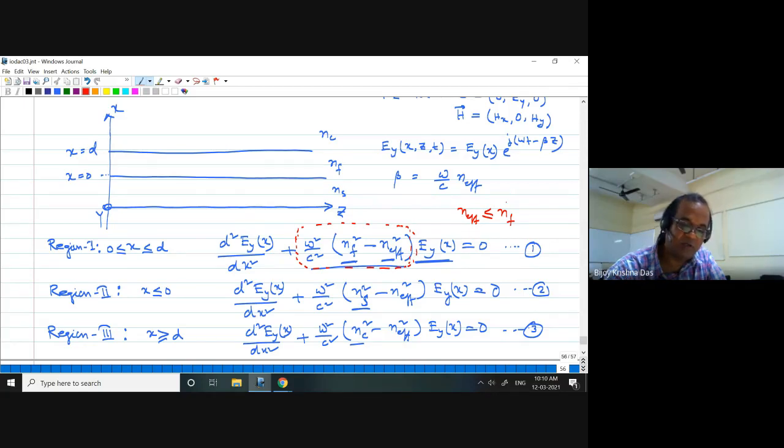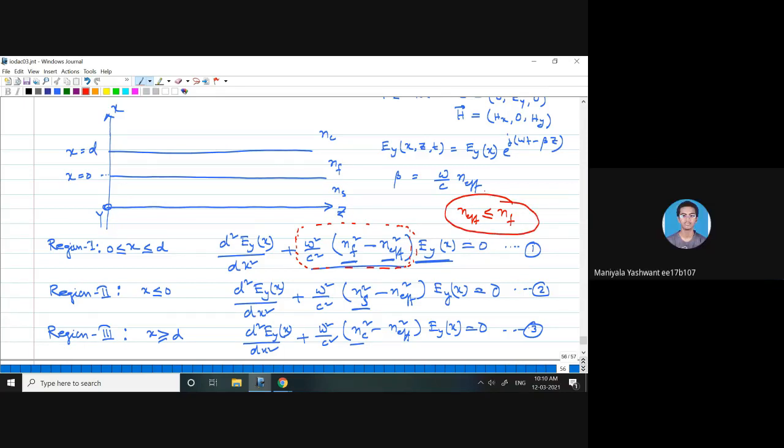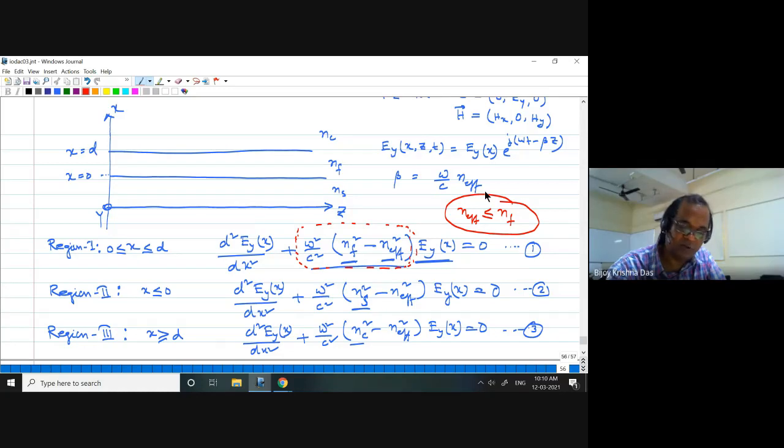If I write this one, am I correct? It should not be equal to NF. If it is equal, then what is the problem? Then there is no solution as such. So it should be just very close to, less than, you can write, yeah.